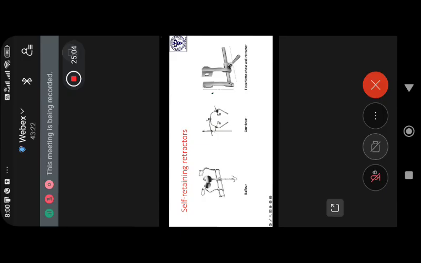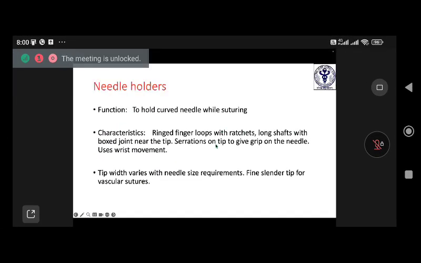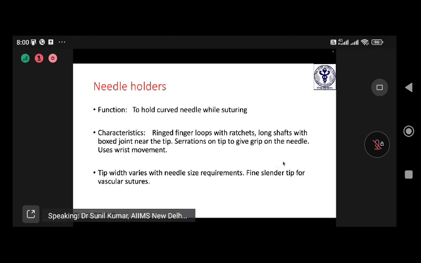Then comes the needle holder. The idea of the needle holder is to essentially help you hold the needle in suturing. That is the primary use of the instrument, and that's the reason why it has been designed as a ringed finger instrument. There are two ways of holding them. You'll be asked about it. One is the fingering technique, another is the palming technique, or maybe also a half technique. Depending on the use, it can have a short shaft, it can have a long shaft.